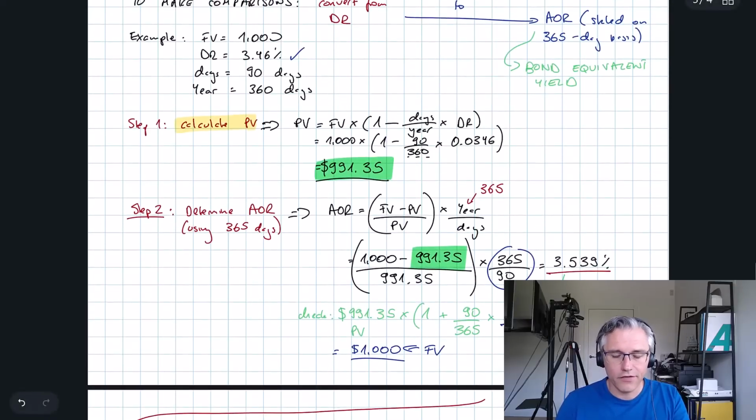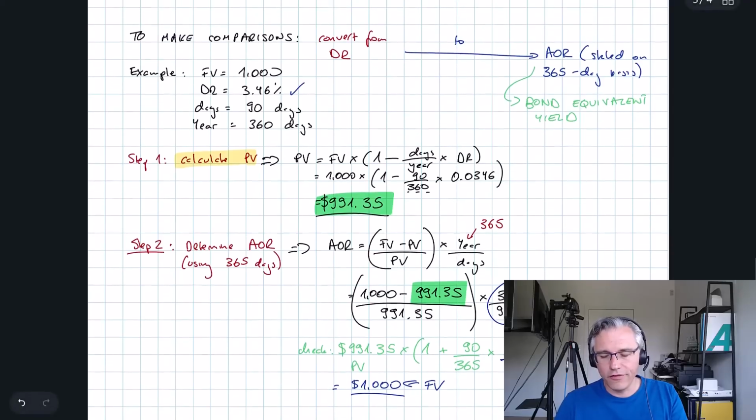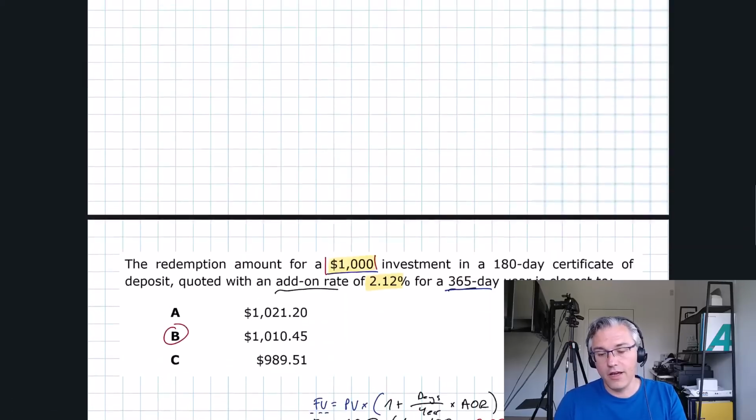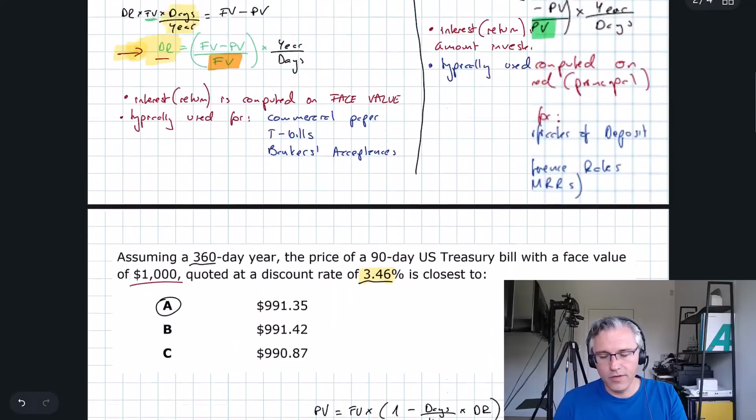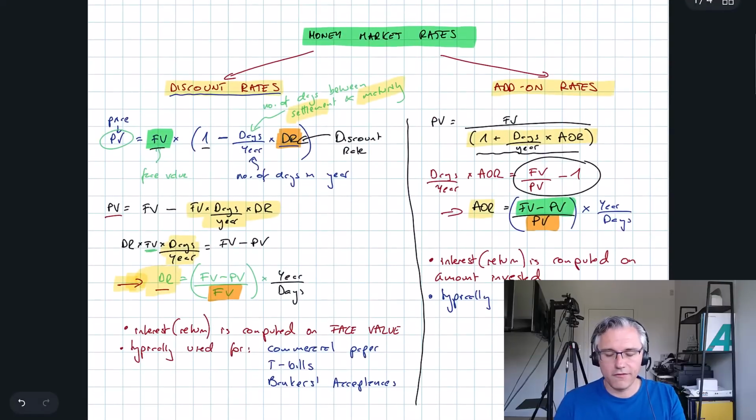You, however, need to be able to convert between DR and AOR and absolutely feel comfortable applying these formulas for PV, FV as well, FV in the case of add-on rates, as well as the DR AOR computation.